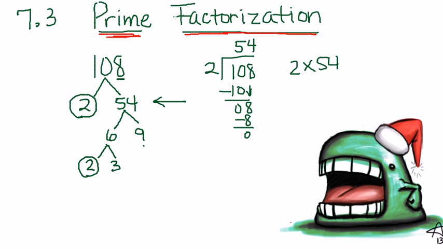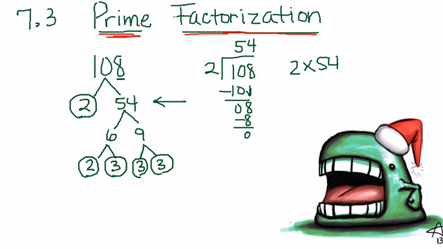3, is 3 a prime number? Yes, it is. We're done with that side. All right, we have to go back to this 9 because see, it's still open. It's not dead-ended yet. 9, what are the factors of 9? Factors of 9 are 9 and 1, but that's not going to work. So we're going to use 3 times 3. All right, is 3 prime? Yes.